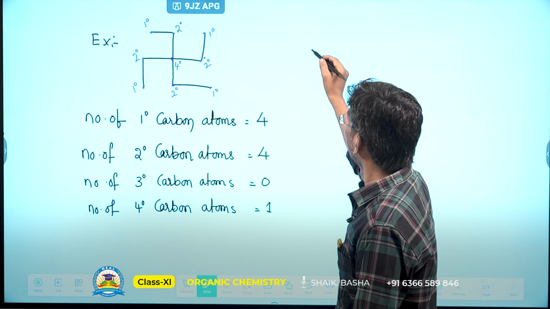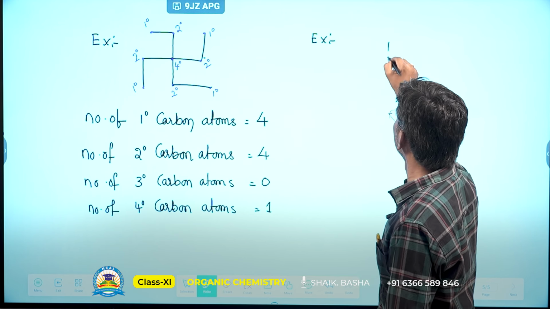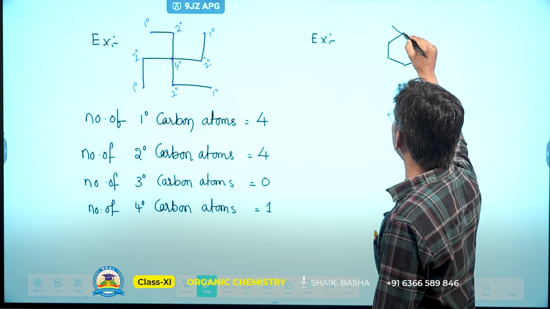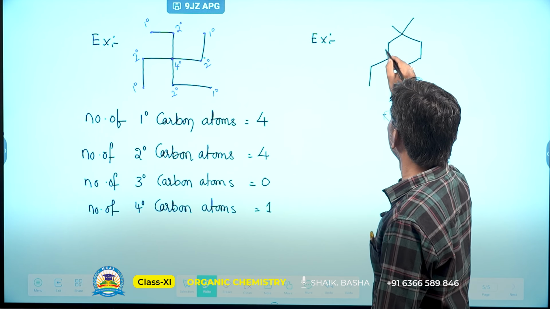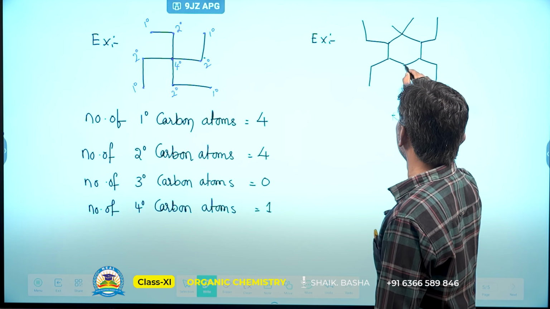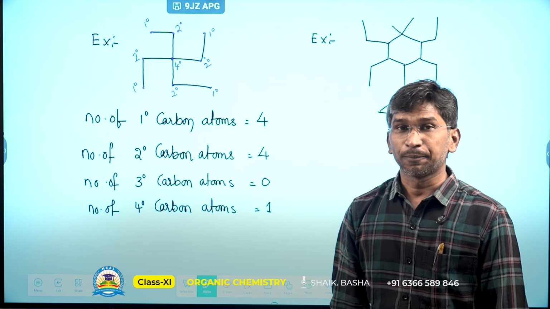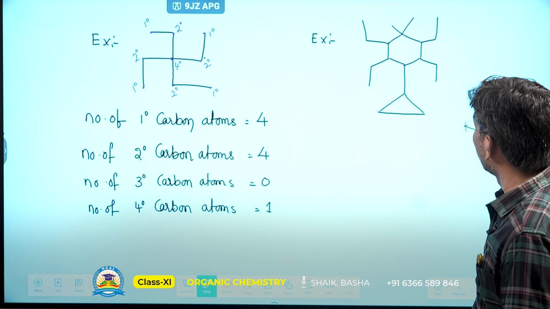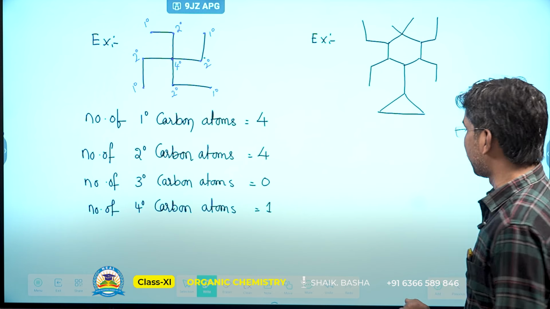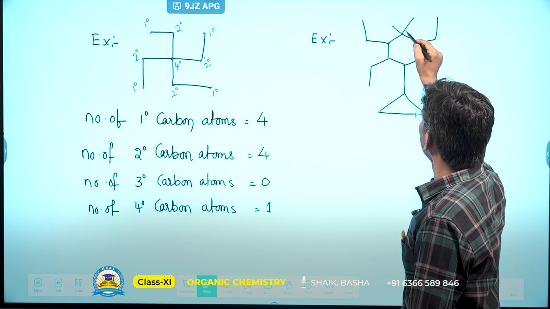One more example. Will you try this example? What is the name of the compound? In nomenclature we will discuss. I have taken one compound. Then number of primary carbon atoms, number of secondary carbon atoms, number of tertiary carbon atoms, we can identify in which. Then this carbon is attached to only one carbon.